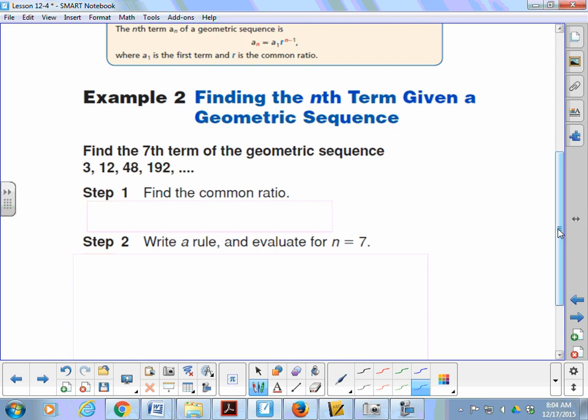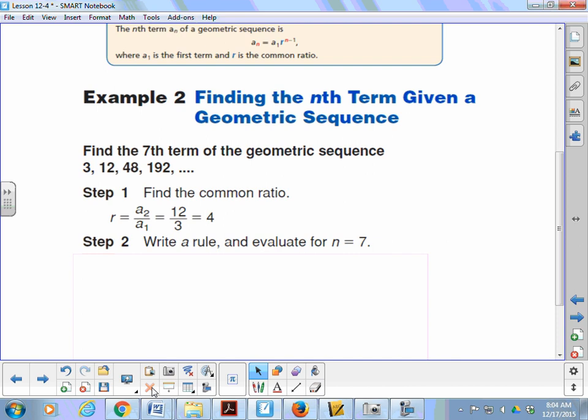So first of all, what's the common ratio here? All right, so r is 4. 12 divided by 3, 48 divided by 12, 192 divided by 48. So you could then just do 192 times 4, and times 4 again, and you'd get your answer.